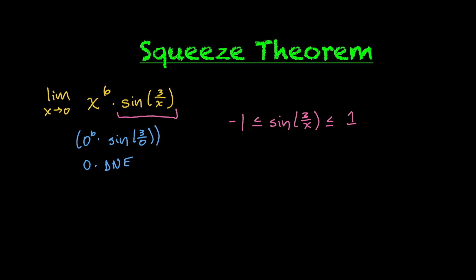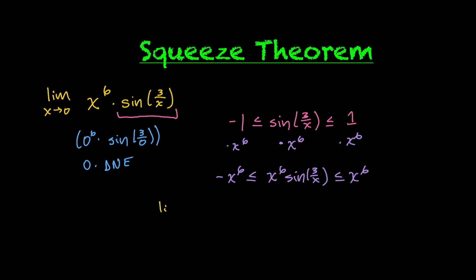And now what we do is we just multiply all the parts by x to the 6th so that we can create the function that we're concerned about in the middle. We get x to the 6th sine of 3 over x. And in one case, that's less than or equal to 1 times x to the 6th, so x to the 6th. On the other hand, it's greater than negative x to the 6th. Okay? And now we can just compute this limit.